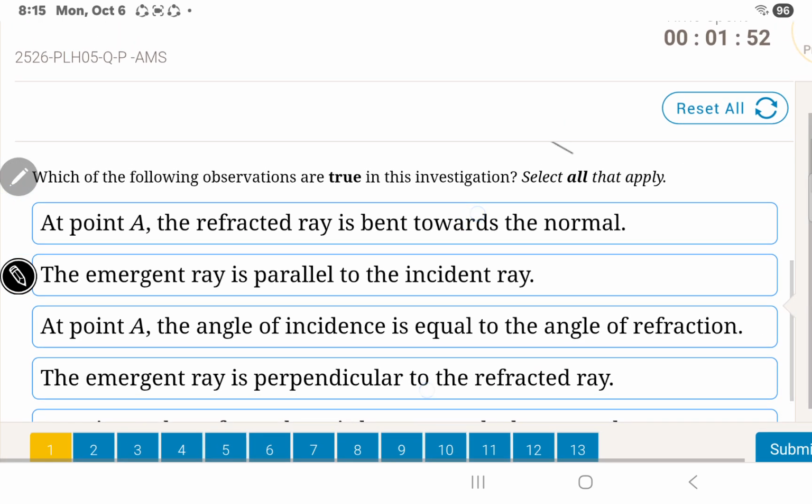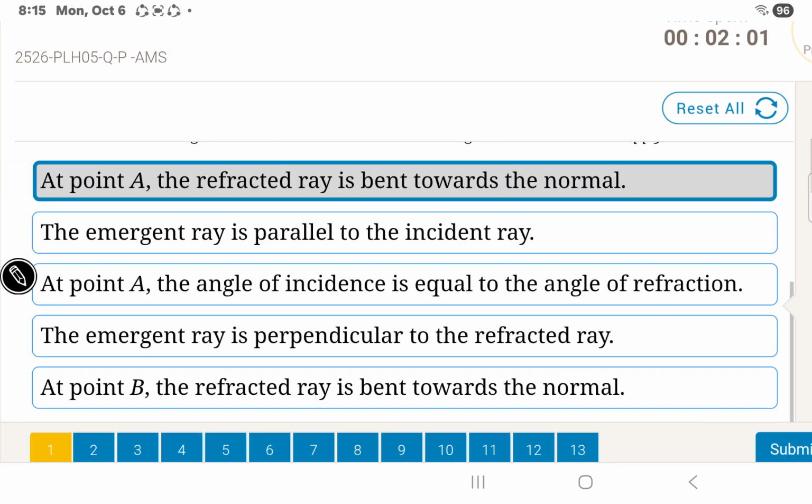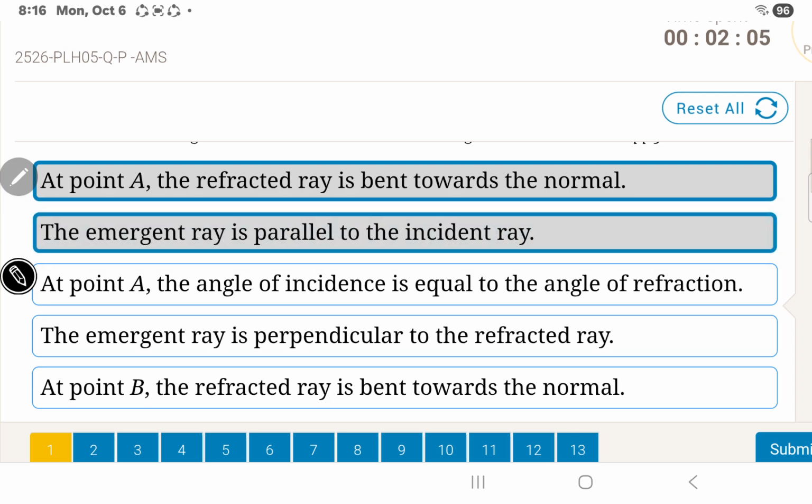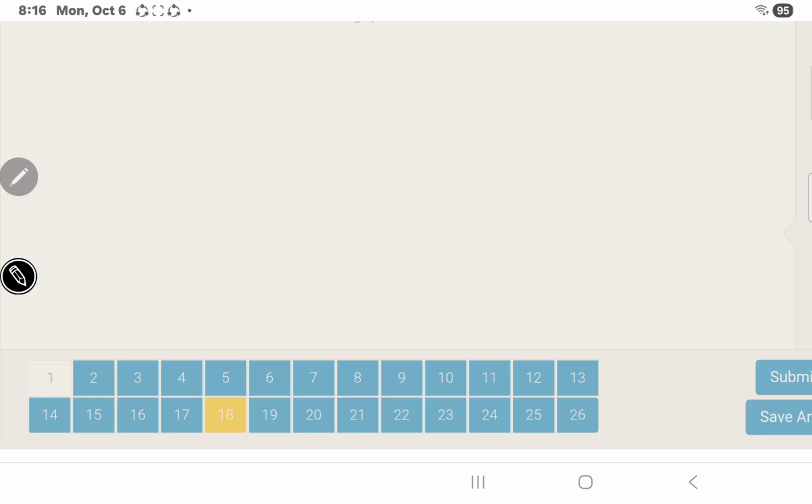Here you can see at point A, the refracted ray is bent towards the normal. Yes, at point A towards the normal. And also the emergent ray is parallel to the incident ray. This is also correct. Other options are wrong. Now let's see question number 18.